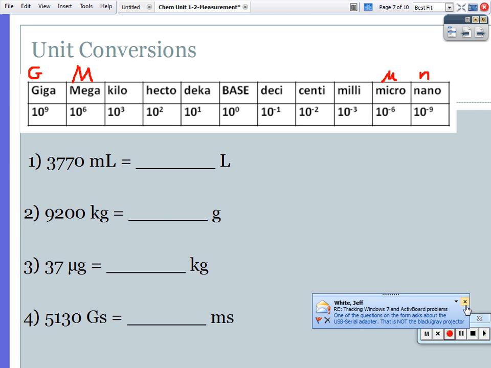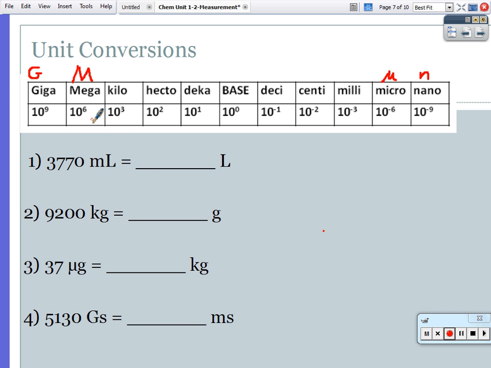Alright, and we see these things in computers. You go out and buy a computer, you're buying a hard drive in gigabytes, billions of bytes. Remember, bytes, unit of memory as far as computer. Or if you're buying smaller devices, the memory would be a mega, millions of bytes. All right. The micro, very, very small. Nano, even smaller. And you've heard of nanotechnology.